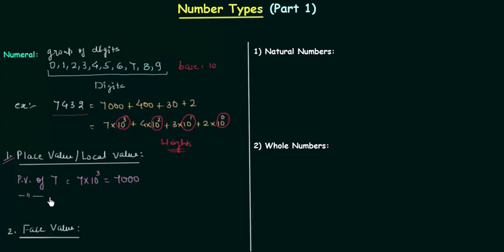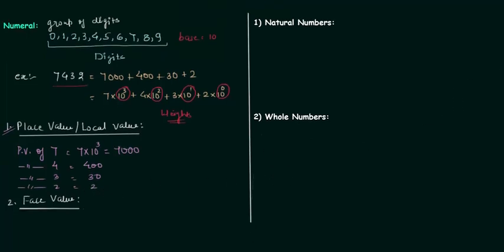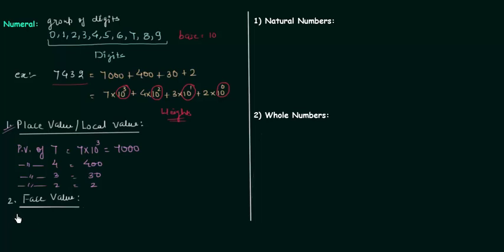In the same way, place value of 4 is 400, place value of 3 is 30, and place value of 2 is 2. Very simple. Now we will see what we have to do in case of face value. When we have to find out face value of any digit, we do not include these weights. So it's very simple. When you have to find out the face value of 7, then it is simply 7, because we are not including the weights, that is 10 to the power 3 in this case.